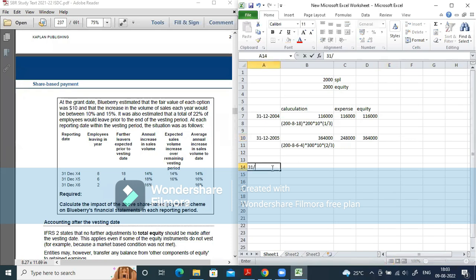Then 31st December 2006. For 31st December 2006, total employees 200 minus 8 employees who left in the first year, 6 employees in the second year, and 2 employees in the last year, into how many share options? Because for 31st December 2006 the annual increase in sales is 16%, so it will be 300.